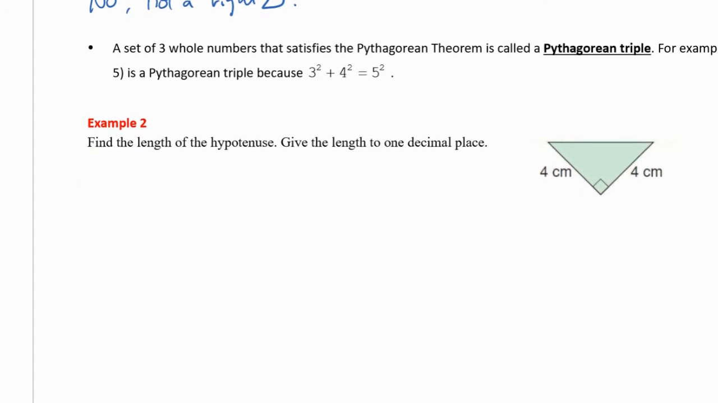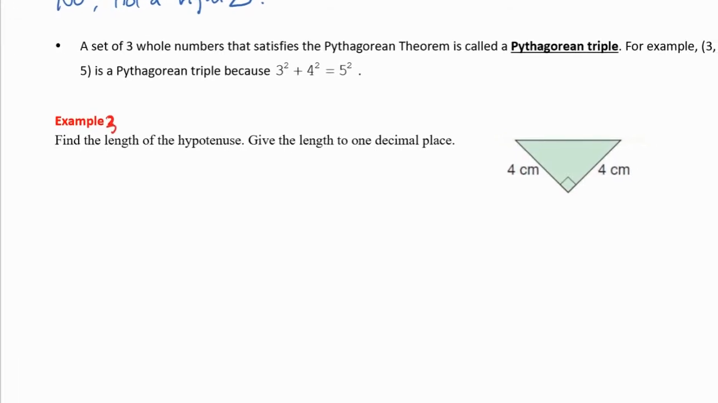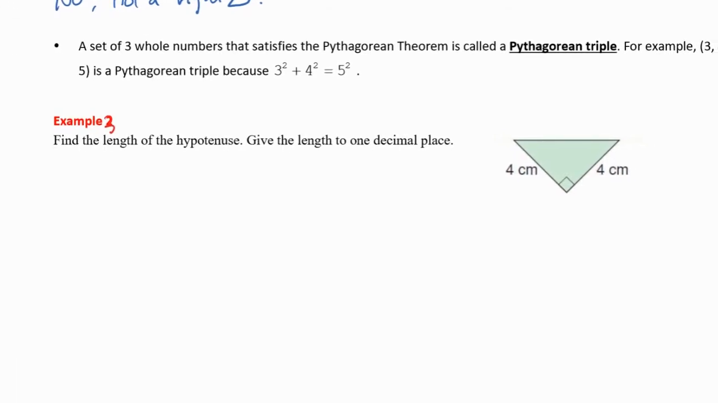Let's move on. Example 3. Find the length of the hypotenuse. Give the length to 1 decimal place. Okay, to solve the problem, we're going to find the hypotenuse.